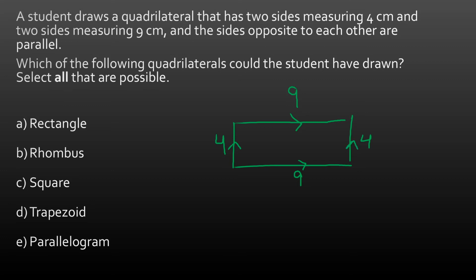So right off the bat, this looks like a rectangle. And remember that a rectangle, a rhombus, and a square are also all parallelograms. So for this question, we would pick rectangle and parallelogram.